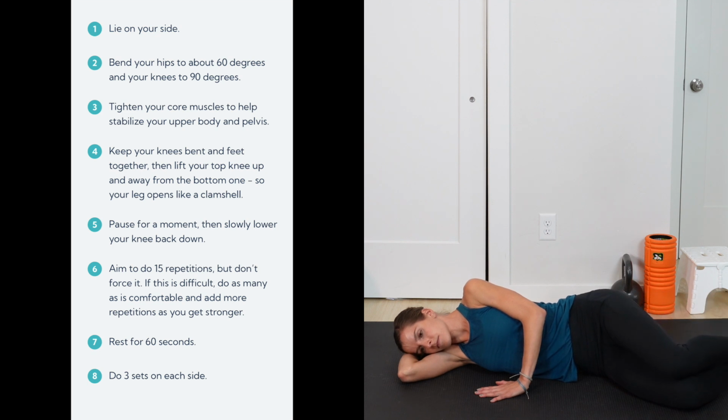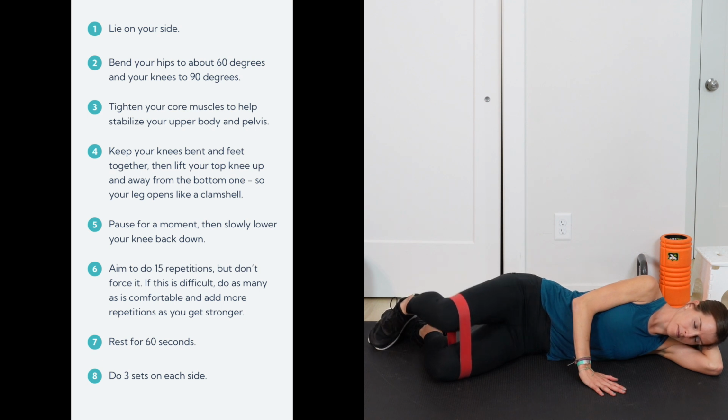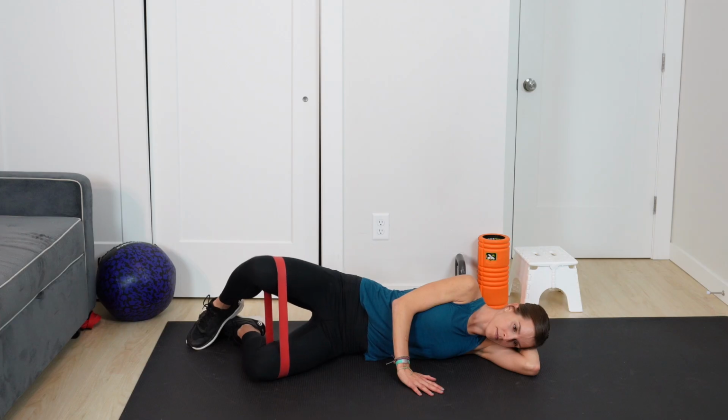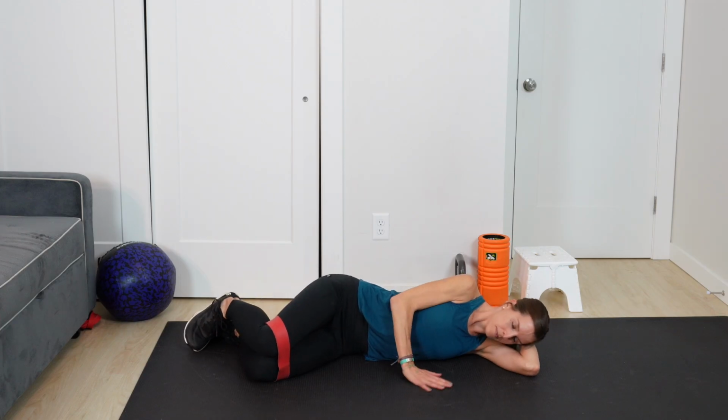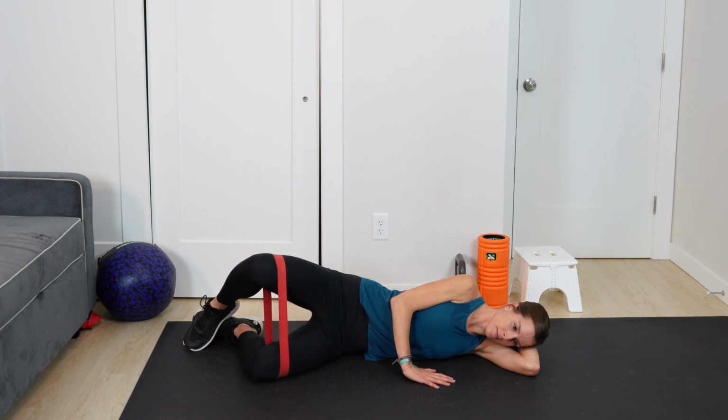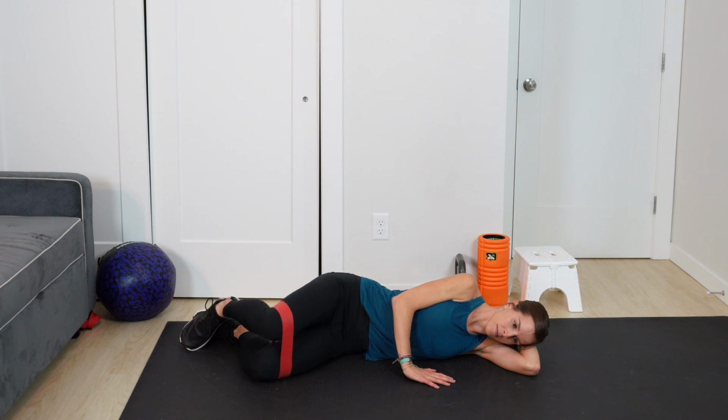Keep your knees bent and feet together, then lift your top knee up and away from the bottom one so your legs open like a clamshell. You want to pause for a moment, then slowly lower your knee back down. Again, you're doing 15 reps, 3 sets, 60-second recovery in between. Bonus tip, check that your pelvis and hips do not roll backward as you lift your leg. The movement should be smooth and not jerky.